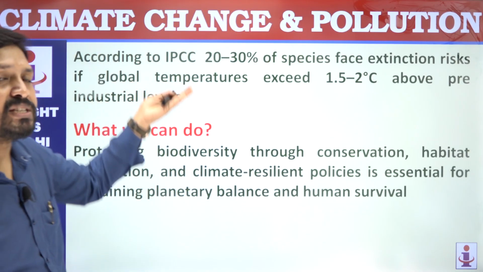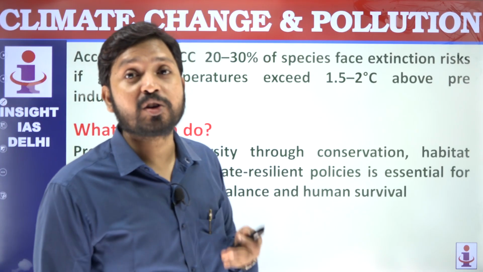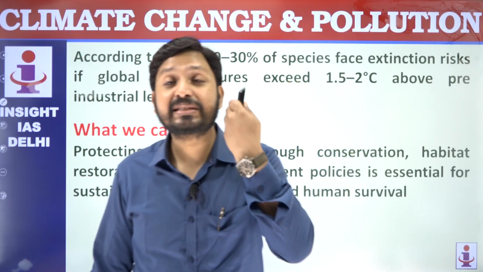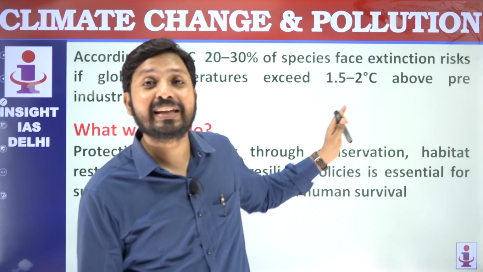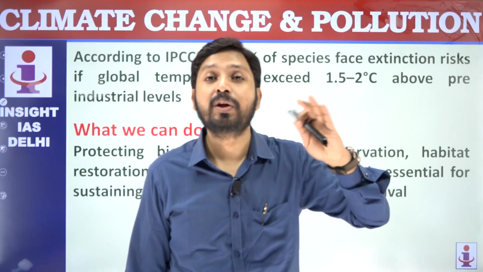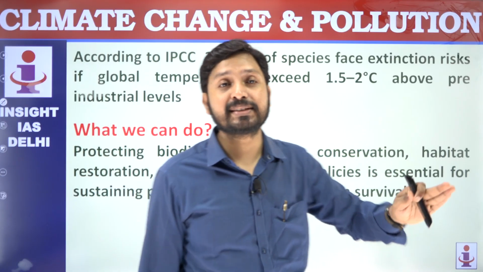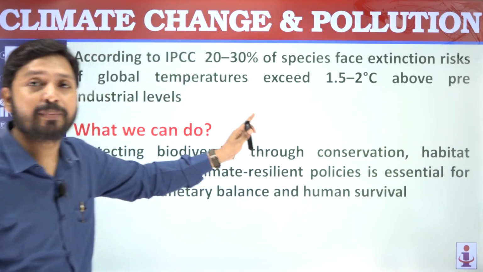Okay, so according to IPCC, around 20 to 30% of species will come under direct threat because of increase of temperature to somewhere around 1.5 to 2 degrees. If the temperature increases more than that, then this much amount of species will become extinct.